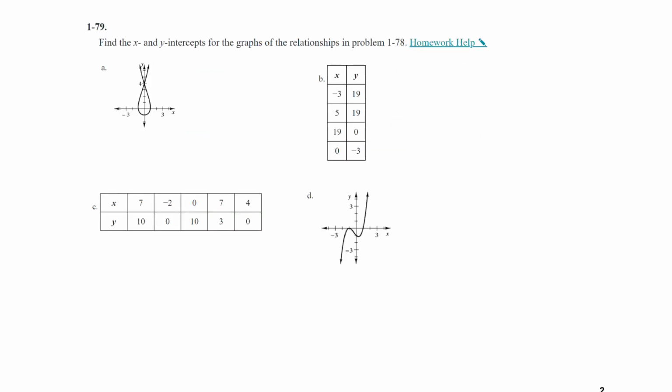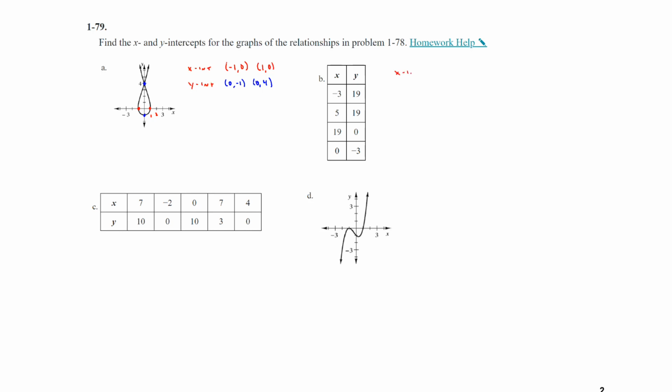Question 79, find the x and y intercepts for the graphs of the relationships in problem 78. So on problem A, where are the x intercepts? It looks like it's crossing here and here, and it does look like these are going up by 1s. So we have an x-intercept at -1, 0, and at 1, 0. And then the y-intercept, looks like we have one down here at 0, -1, and it looks like we have another one at 0, 4. And that's why we have two y-intercepts potentially, because remember earlier, this is not a function. So that would potentially happen.